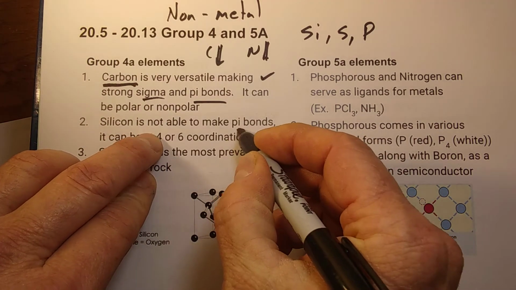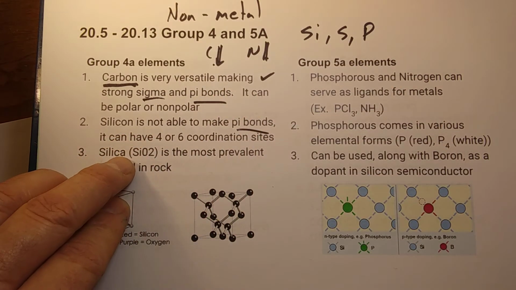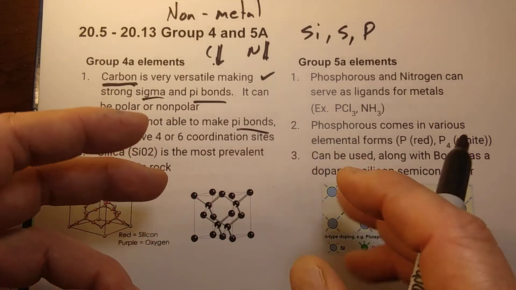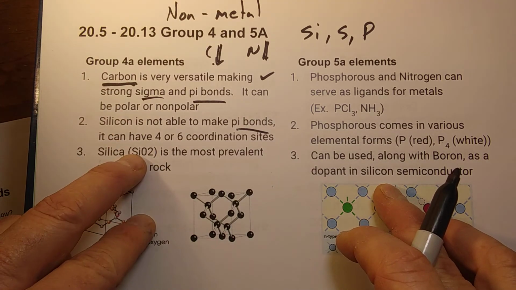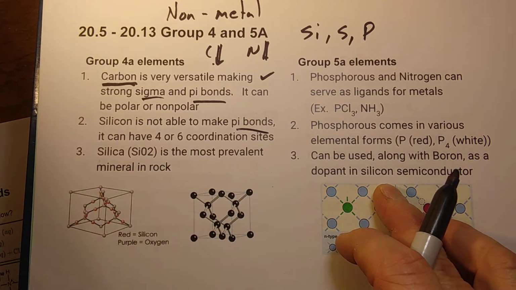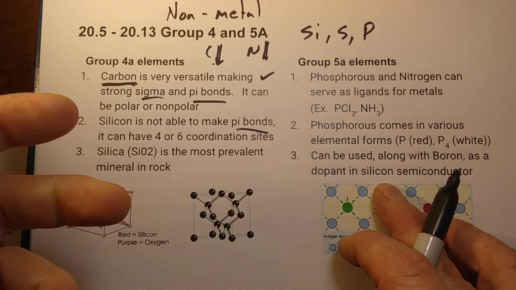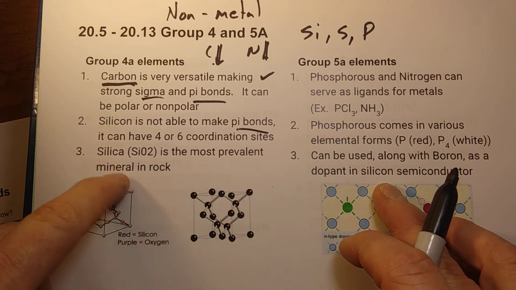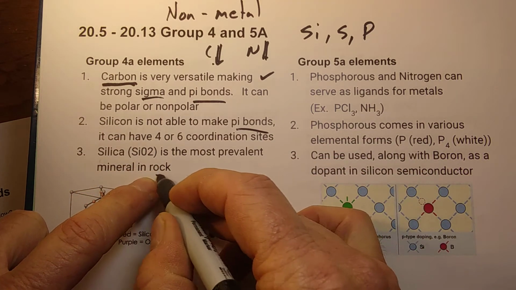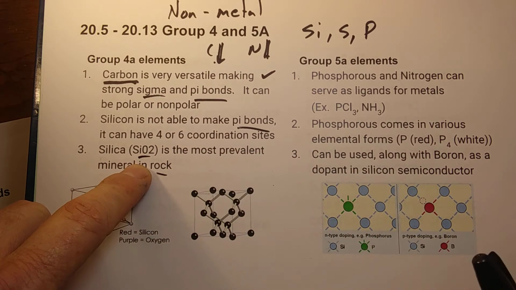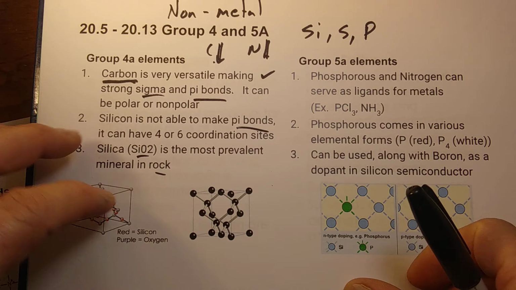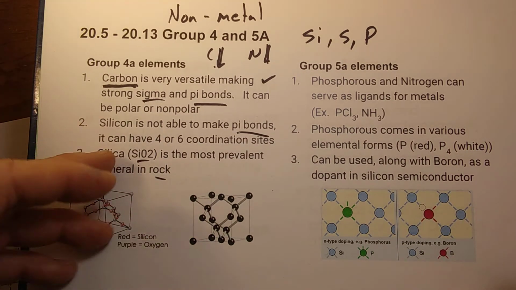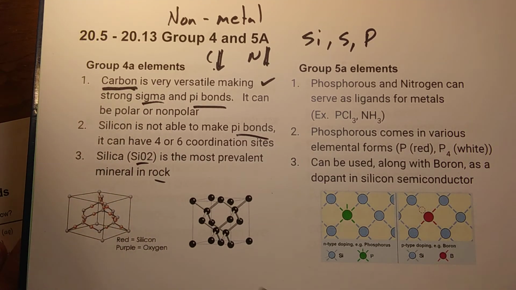Silicon is not able to make pi bonds. That's the next one under carbon. It can have more than just 4 bonds, because it has those d orbitals it can make use of, and that's important for catalysis. That's important for semiconductor properties. Silica is most prevalent. It's like the most prevalent type of rock outside of aluminum oxides. You can have silicon oxides in a lot of different types of rocks.